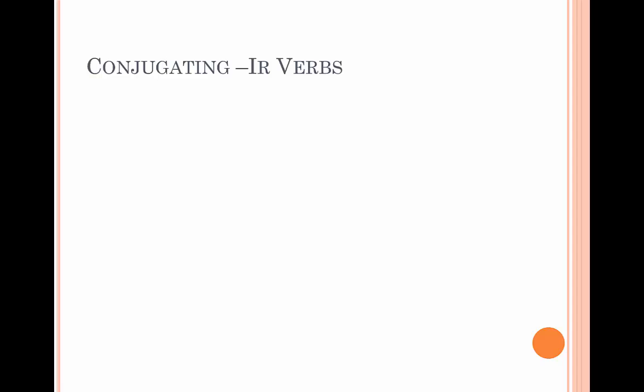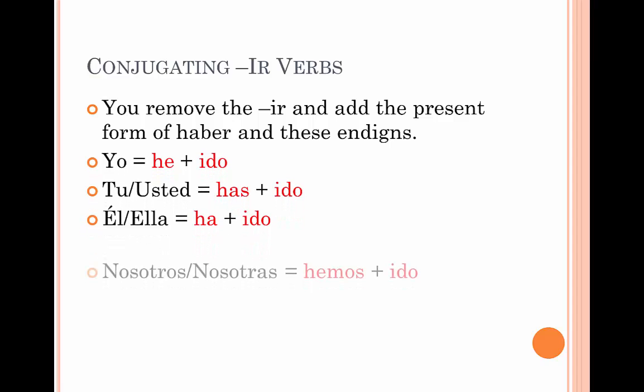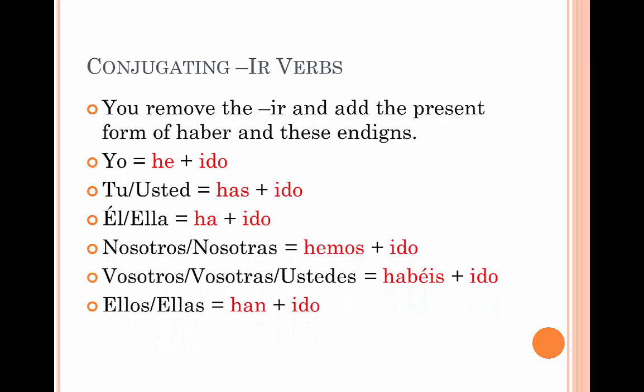Now, conjugating IR verbs is also exactly the same as ER verbs. So we get he plus ido for yo, has and ido, ha and ido, hemos and ido, habéis and ido, han and ido.